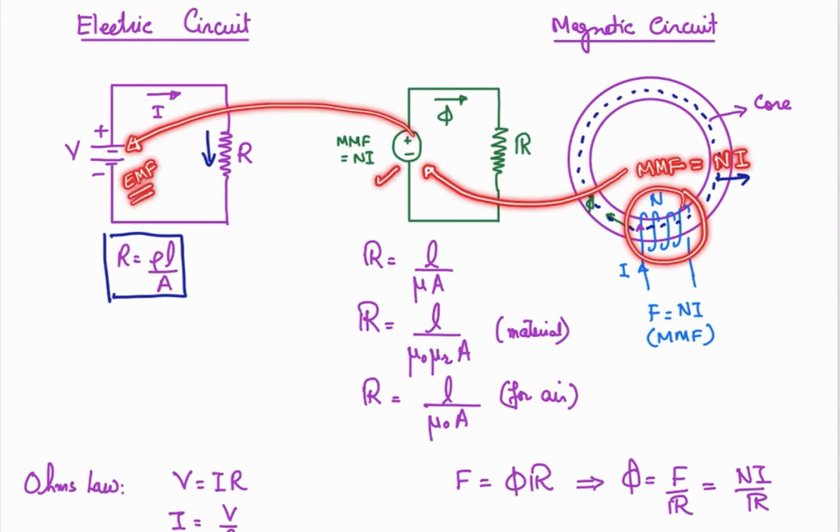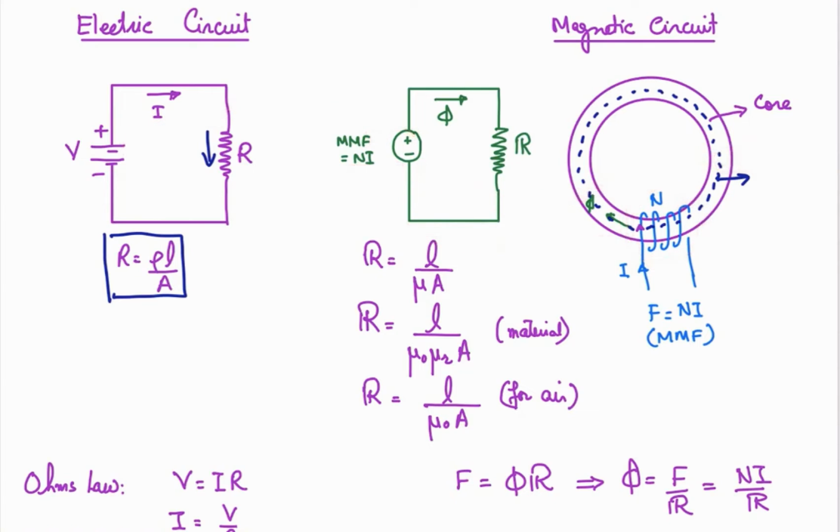Similarly, in the magnetic circuits, you have MMF, magnetomotive force, that is equal to Ni, and in the structure that is basically this coil. The number of turns are N and the current that is passing through the coil is I. So the product of these two is going to give you the MMF, and that is modeled like that.